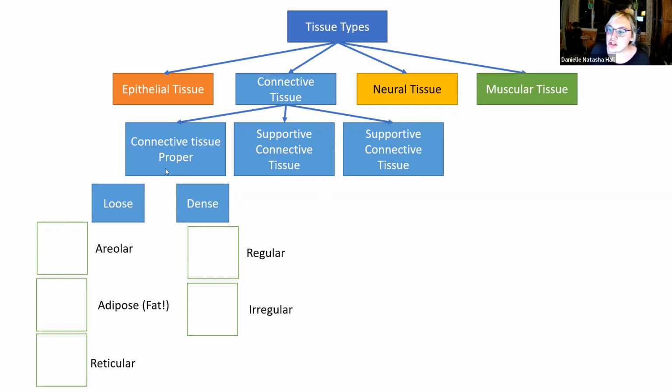For our connective tissue proper, like I said, we have loose and dense. With these boxes, I wanted you to draw in what they look like. Try to find images that show areolar versus adipose versus reticular. Think about what makes loose connective tissue different from dense connective tissue. For dense, we can have dense regular or dense irregular. Those are the two main types that we'll be focusing on in this course.